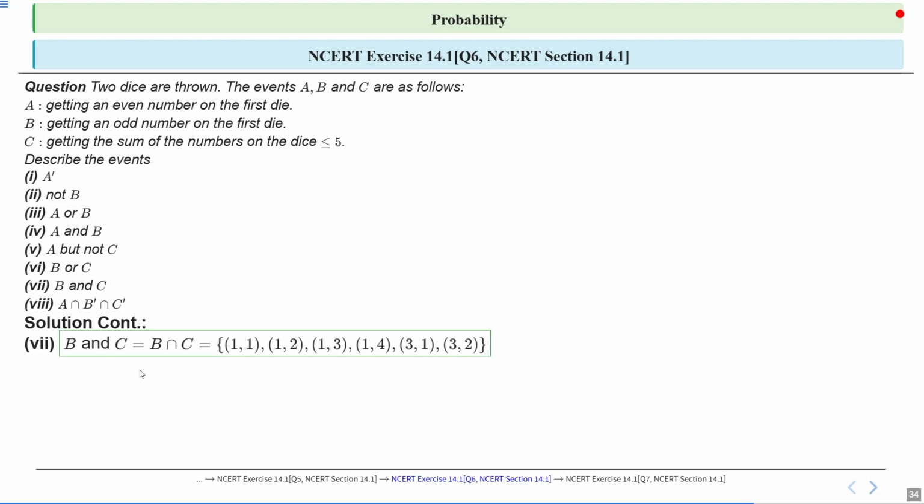And B and C means B intersection C. So we will take the common sample points of B and C. So 1,1, 1,2, 1,3, 1,4, 3,1 and 3,2. These ordered pairs are common in event B and event C. So B intersection C is nothing but the set of these ordered pairs.